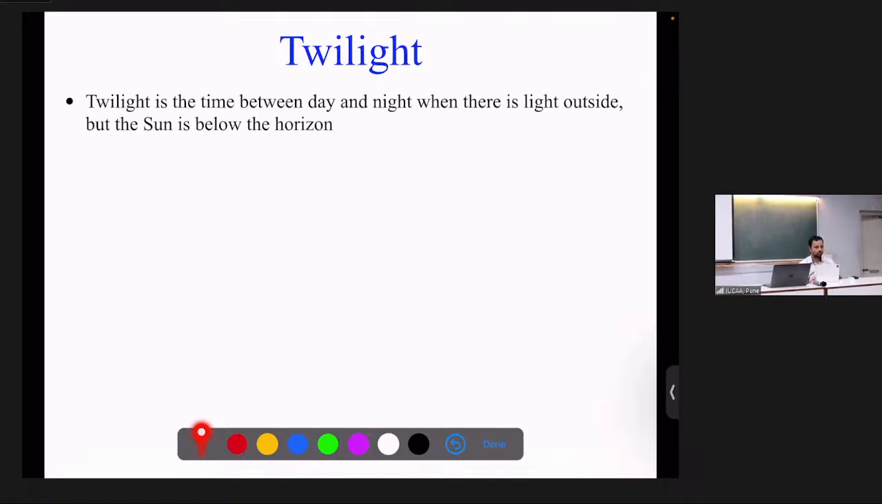What is twilight? Twilight is the time between day and night when there is probably some light, but probably means it is neither day nor night. Twilight is the time period when you cannot say it's night and you can also not say it's day. In common language. Formally, we say it is the time between day and night when there is light outside, but the sun is below the horizon. The question arises: the sun is already below the horizon, then how is there light?